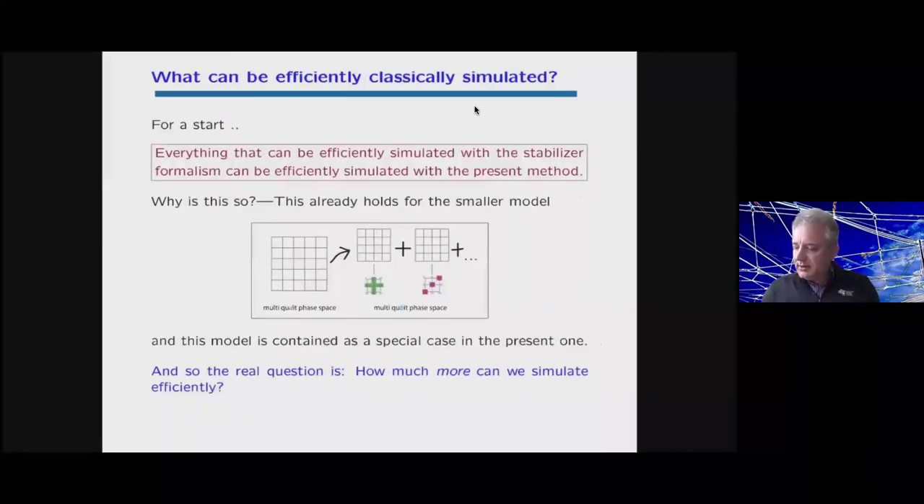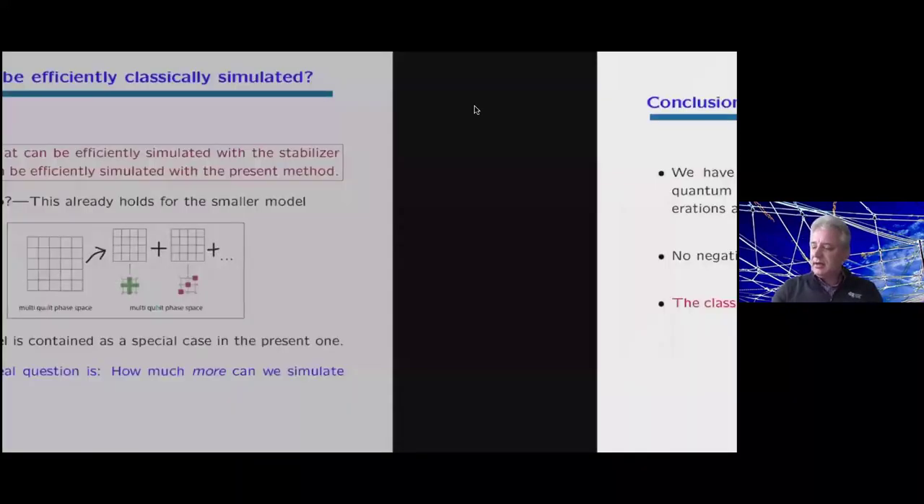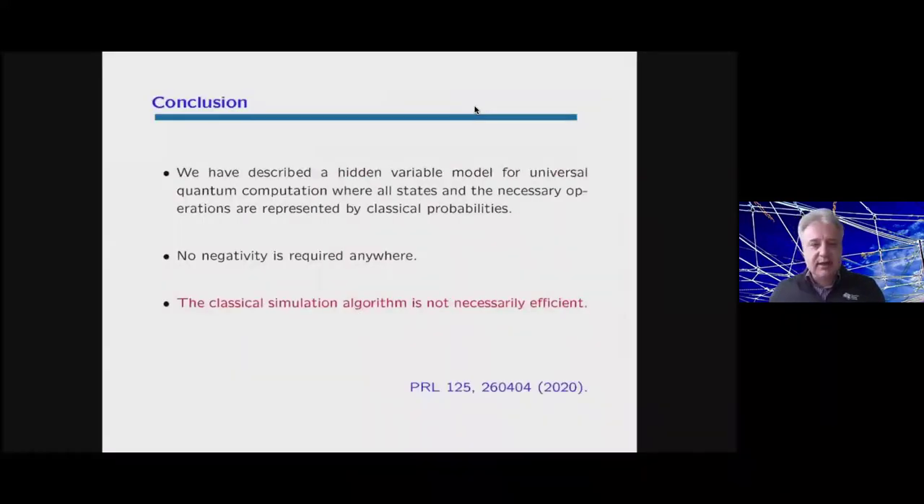One last comment. What can be classically simulated or efficiently simulated? I said this is by and large open. But at least you can efficiently simulate everything that is in the domain of the stabilizer formalism. So that's a starting point. We know that we can simulate more efficiently, but we don't know how much more. And maybe this is a good note on which to end my presentation.